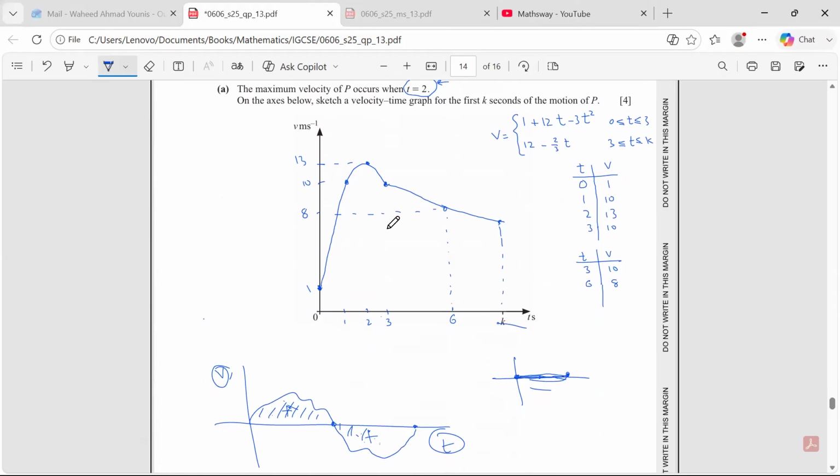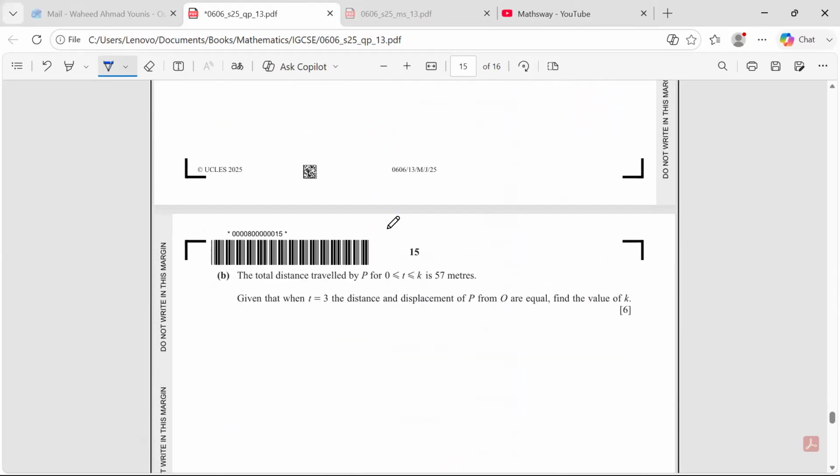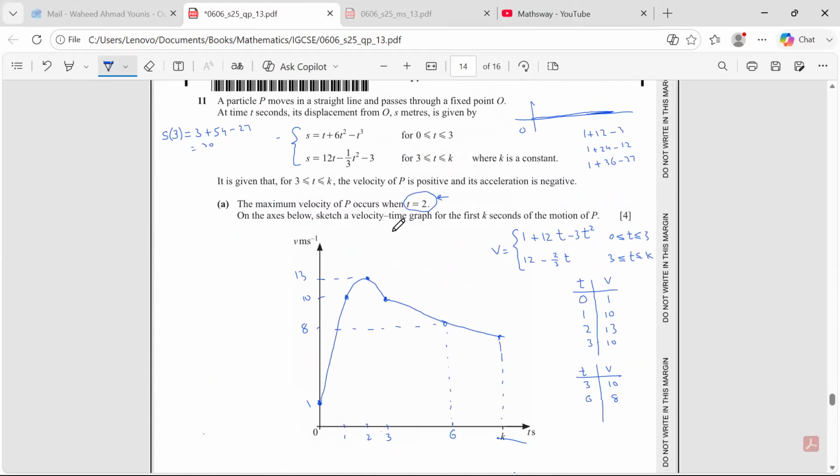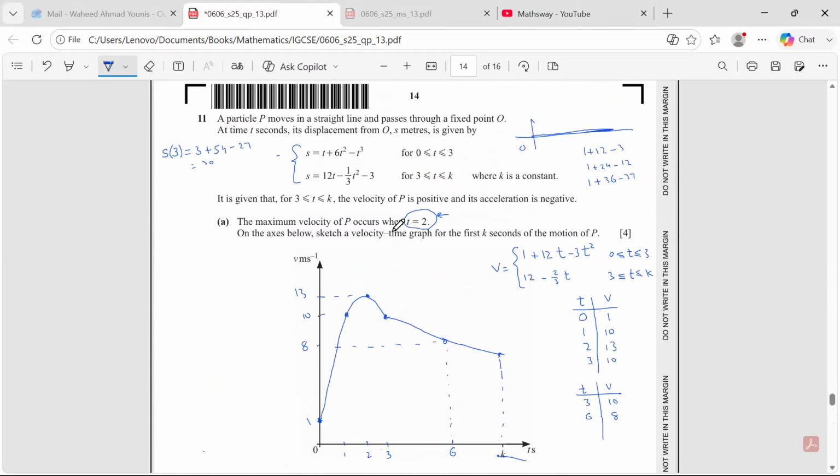So I'm trying to calculate the distance or displacement. They are both the same, right? In this case, how much is it? I will use the second equation directly. It is difficult for me to write it here. It is 12t minus 1/3 t square minus 3.